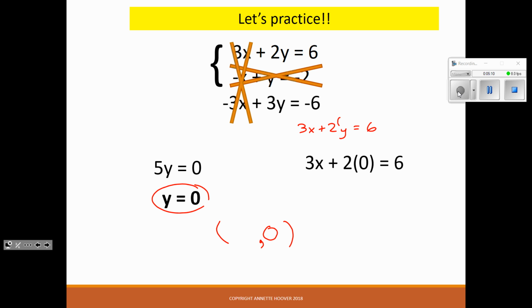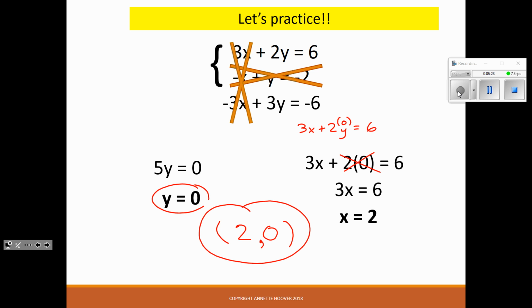But now I know that y is 0. So if I plug in 0 here to y, it creates 3x plus 2 times 0 equals 6. Well, I know that 2 times 0 is 0, and that goes away. So we just have 3x equals 6. Divide both sides by 3, and x is equal to 2. So the ordered pair that we know that these lines are going to cross at is 2, 0.